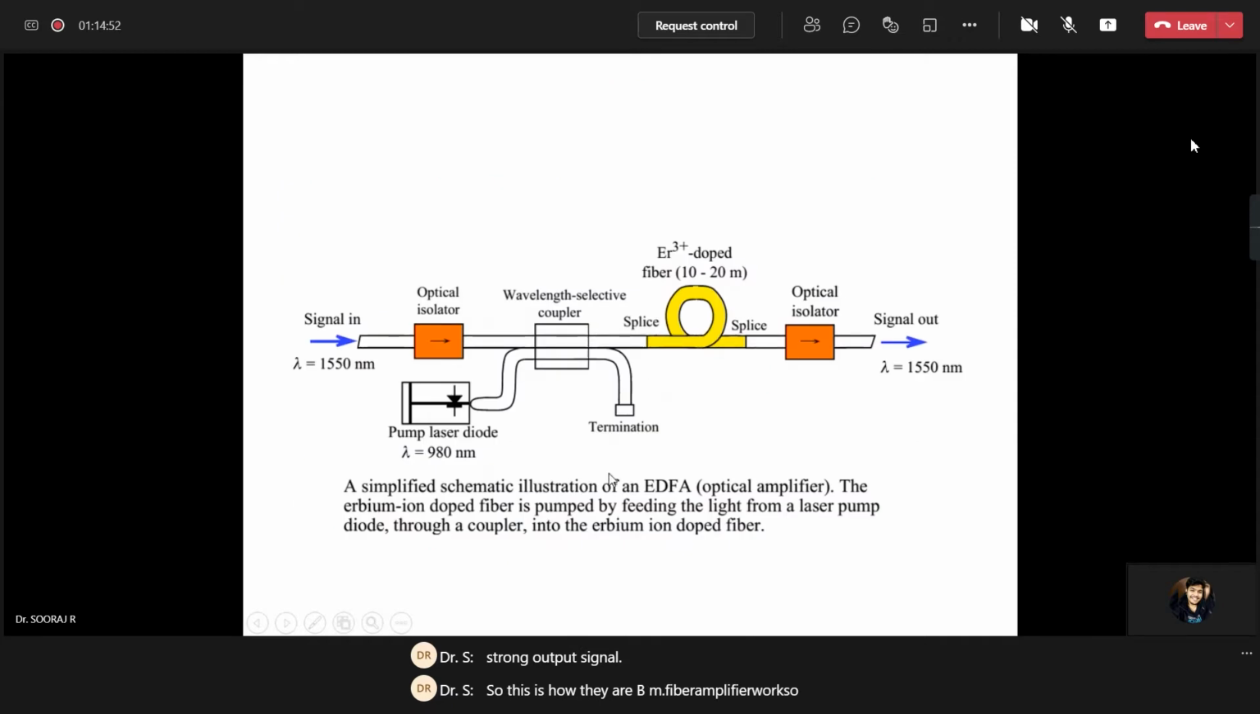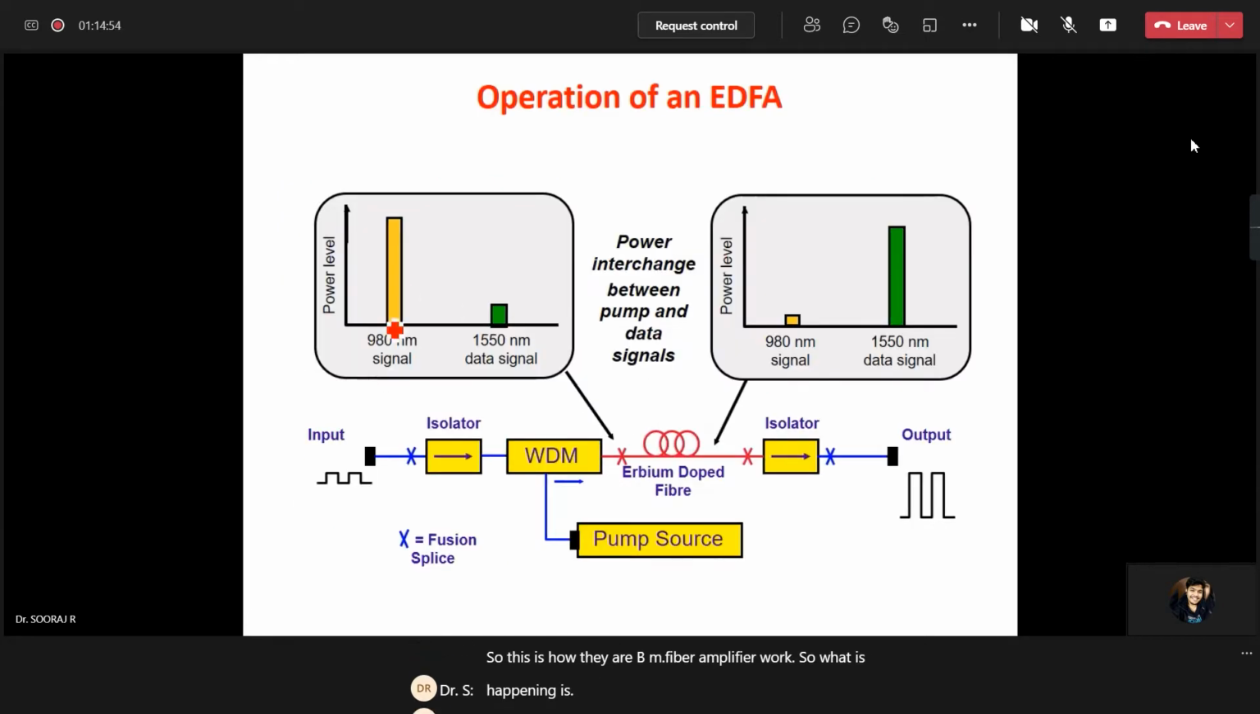What is happening is, the 980 nanometer signal has a higher power, whereas the 1550 nanometer information signal has a smaller amplitude. Because of the power exchange, power is transferred from one signal to the other, so after amplification the 980 becomes weak. We are not bothered, because there is no information there. The one which is precious for us is the information signal, and this gets amplified. That's how erbium doped fiber amplifiers work.